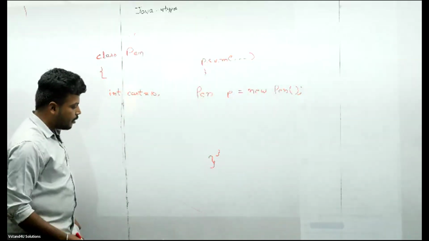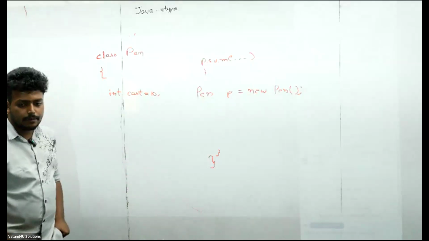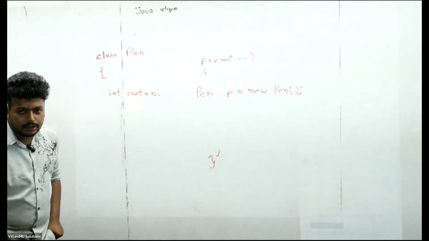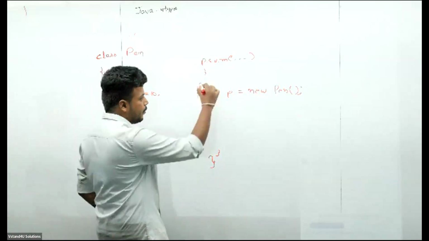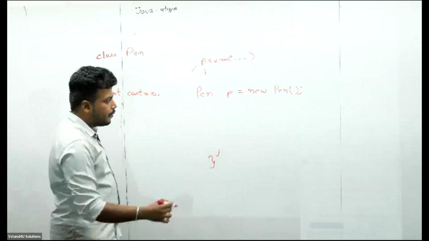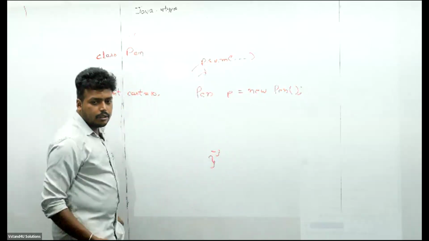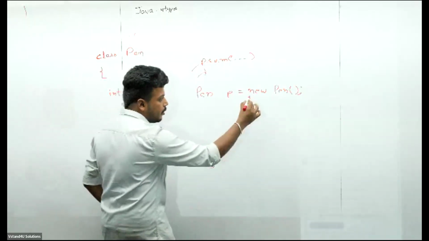How will Java understand this program? First it will check the main method. Then it will check the main method scope. Next, it will come to the new operator.